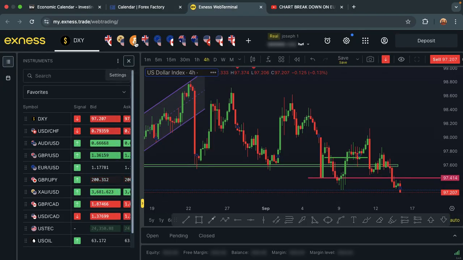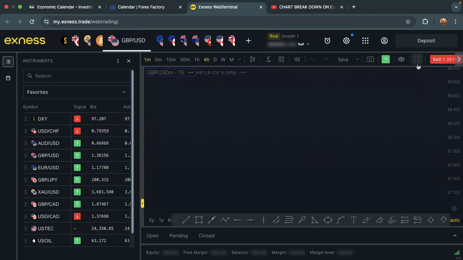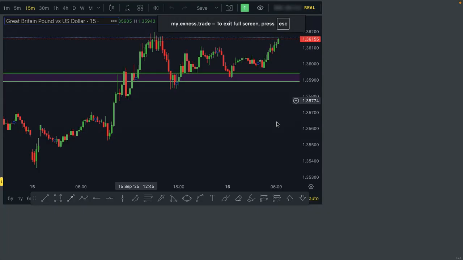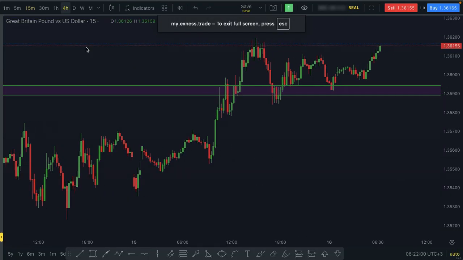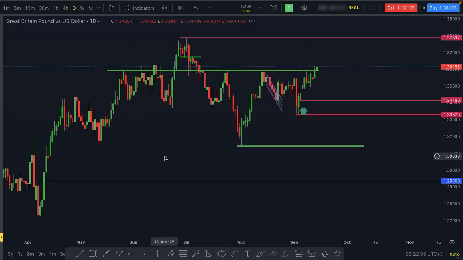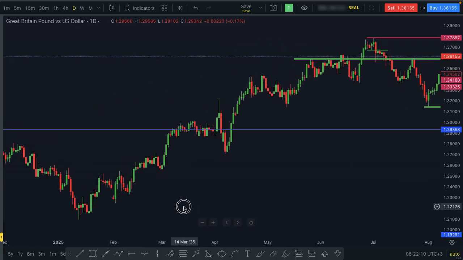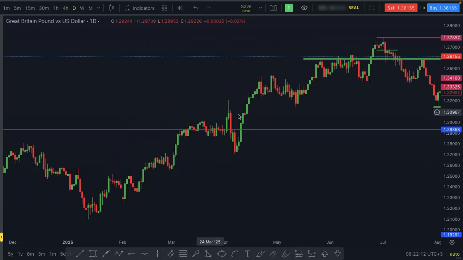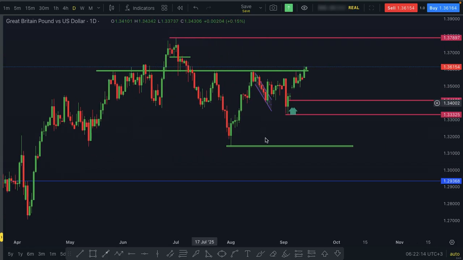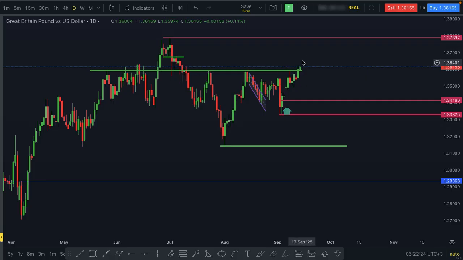Moving on to other pairs, the GBP US dollar. Remember, it has a negative correlation with the US dollar. You can simply see that it's still spiking up. Let me go to the daily. It's creating a series of higher highs and higher lows, and then it maintained some sort of consolidation within these zones, but the market is still very bullish.